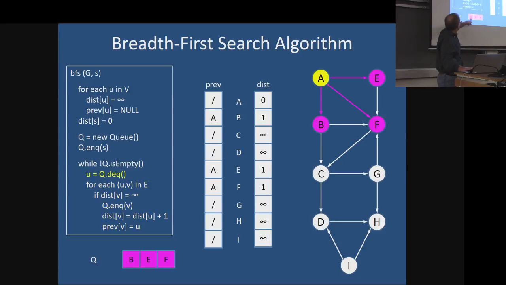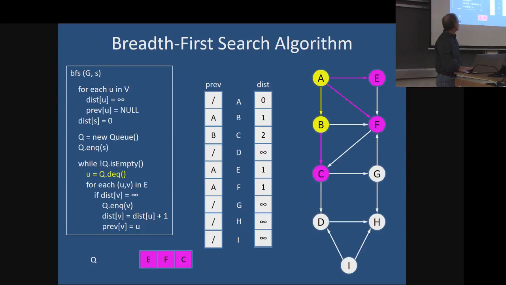The loop continues, we pull B off, and we consider its edges. So there's an edge to C. And so now C is a distance of 2 because B was a distance of 1, and C's parent is B. And then we consider that one, but we don't do anything because its distance isn't infinite. Okay? Then, what happens now?